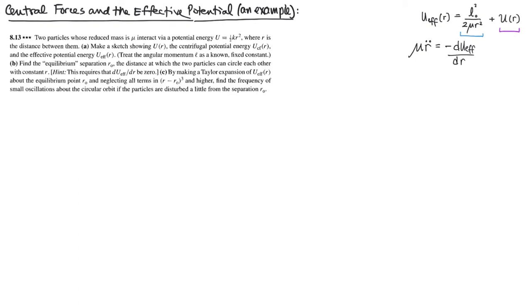Okay, so now we're ready to look at this problem. We have two particles with reduced mass mu, and there's an interaction between them, which is a parabolic potential, right? This is like a spring force potential, where r is the distance between them. Make a sketch showing the potential, the centrifugal potential, and the effective potential, which is the sum of U and U_CF. Here we can treat the angular momentum, L, as a known fixed constant. I'm going to call it L naught, actually. So why don't we start with that? Okay, so here we go. Here's a plot.